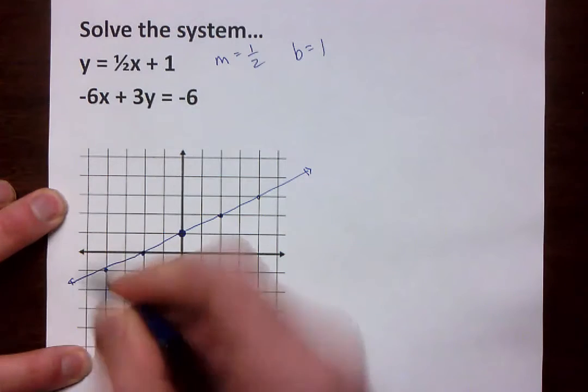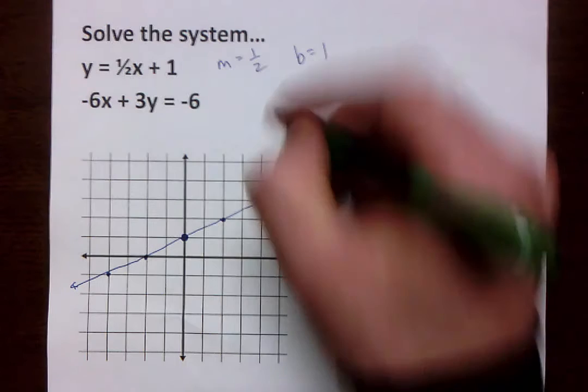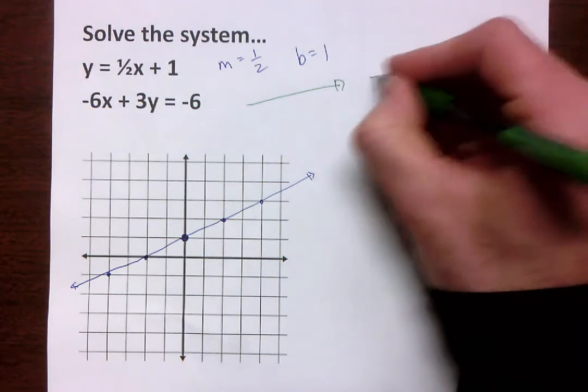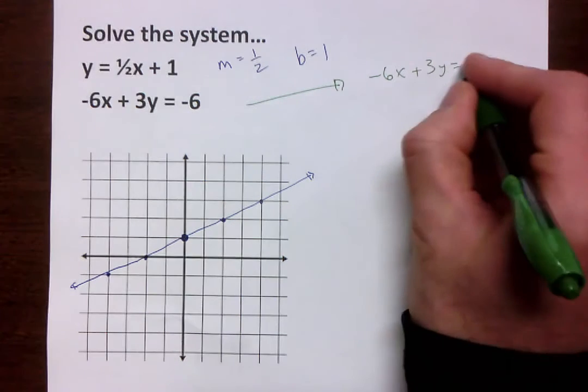For my second equation, since it's not in slope-intercept form, I could choose to make a table here, or I could convert it from standard form to slope-intercept form. So let's go ahead and talk about that. Negative 6x plus 3y equals negative 6.